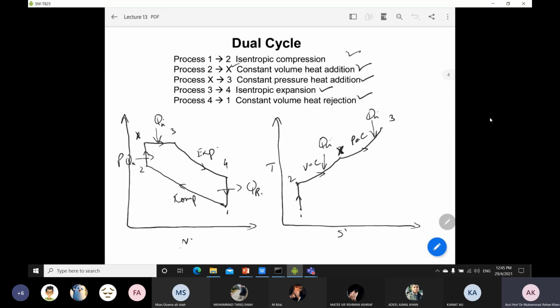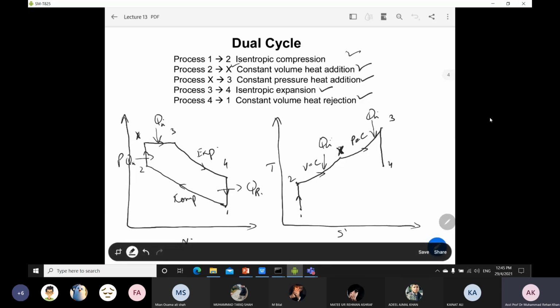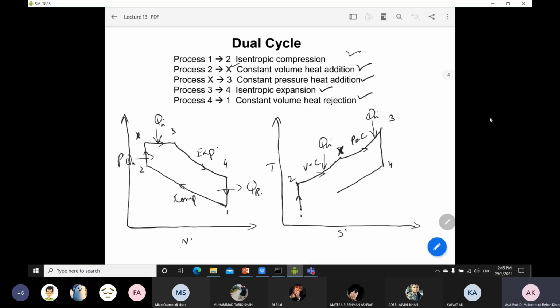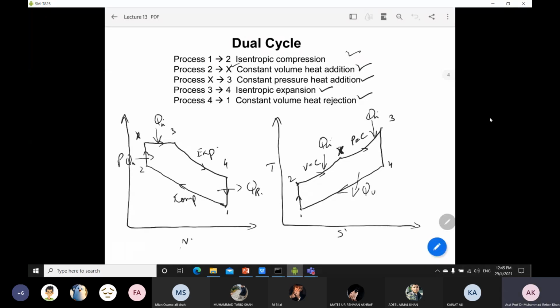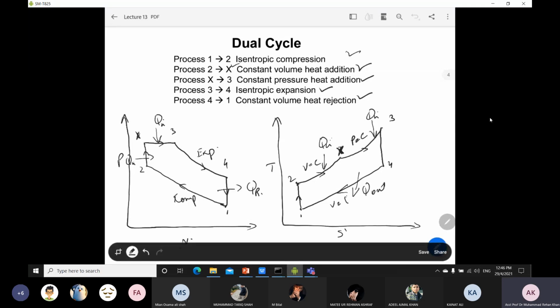So it means that entropy is constant, and whatever the temperature at point number 4, the temperature at point 1 will be less than point number 4 because it is a constant volume heat rejection process. So I can just draw one line, and okay, so this is the Q out. Okay, so this is the TS diagram associated with your dual cycle.